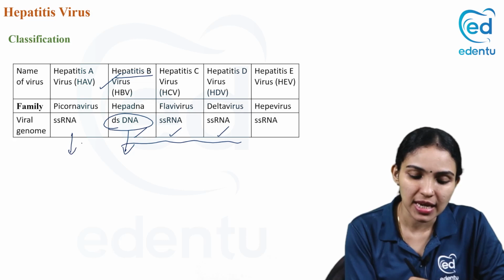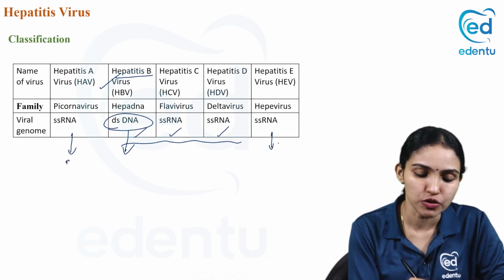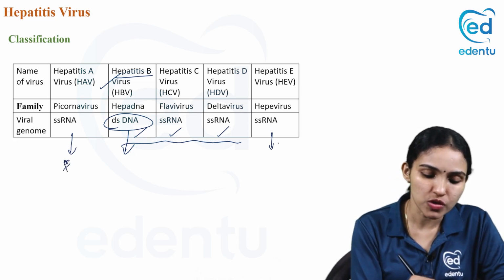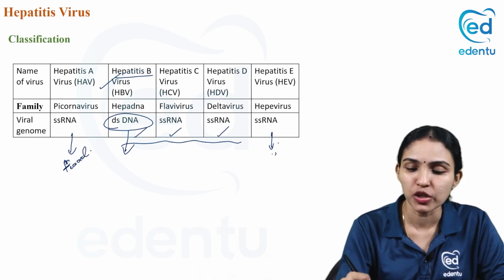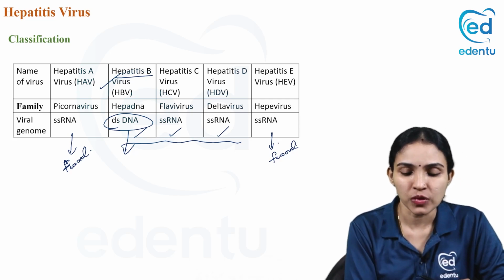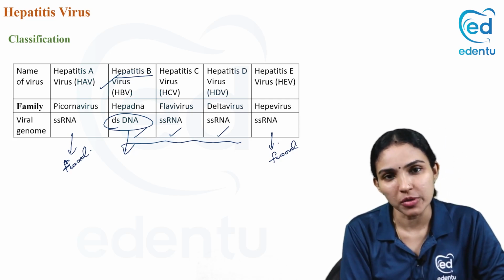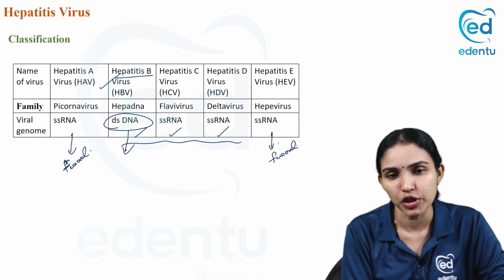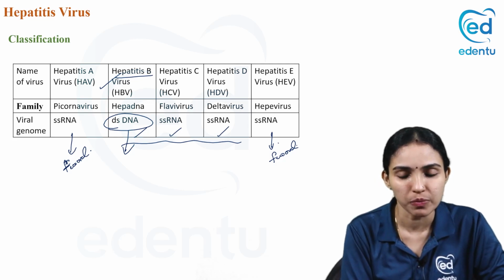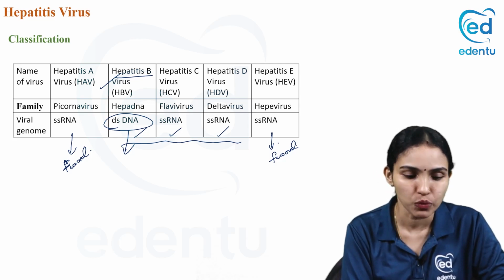Whereas hepatitis A and hepatitis E are transmitted through fecal-oral route. So the hepatitis viruses which are transmitted by fecal-oral route are hepatitis A and hepatitis E. So the others are by common modes of transmission like through blood and body fluids, through sexual route and all. But A and E are transmitted by food and water.